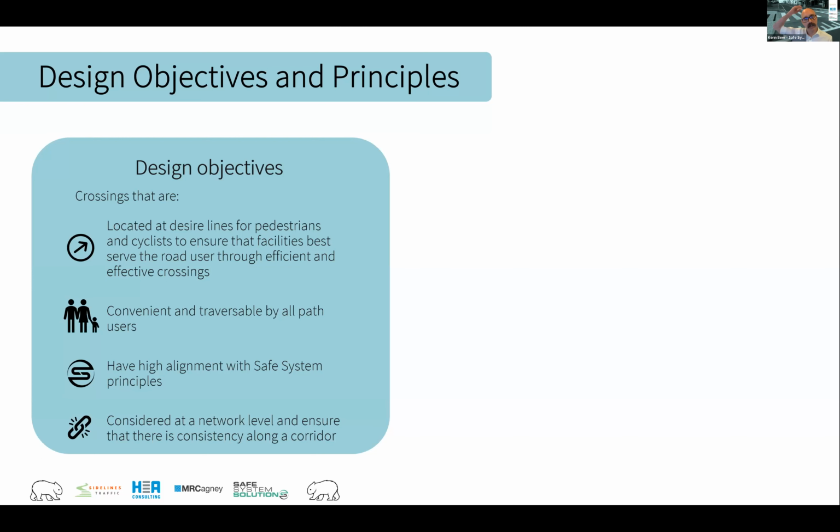Fair's covered it well. And the nature of a raised crossing aligns beautifully with safe system principles for a number of reasons, which I'm not going to go through in detail, but certainly slowing vehicles at these conflict points with vulnerable road users aligns beautifully with safe system principles. We've got to make sure we're doing that in a meaningful way. We want to consider them at a network level, ensure the corridor has consistency in these crossing treatments.